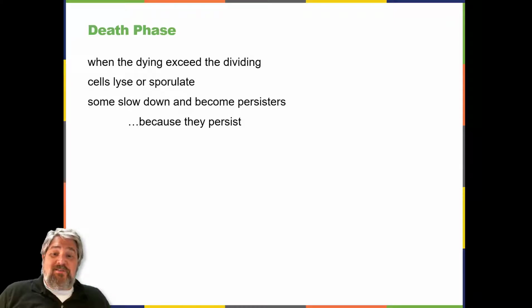A few cells, the so-called persisters, are characterized by a slow metabolic rate. Persister cells are medically important because they are associated with certain chronic infections, such as tuberculosis, that do not respond to antibiotic treatment.